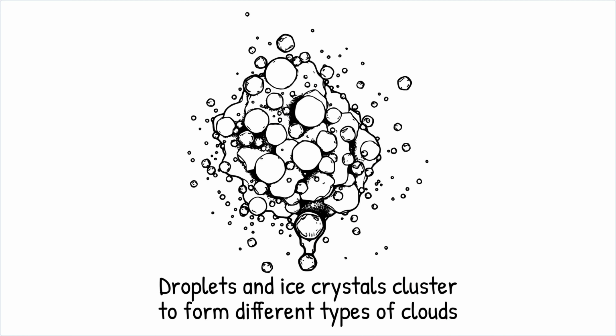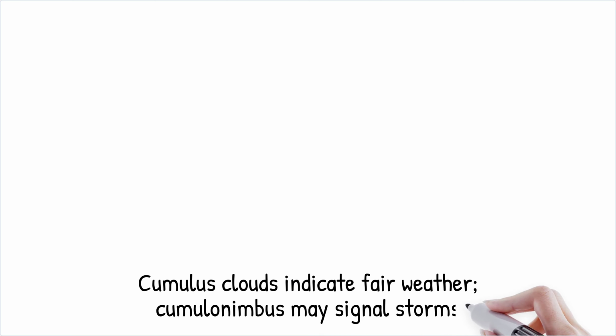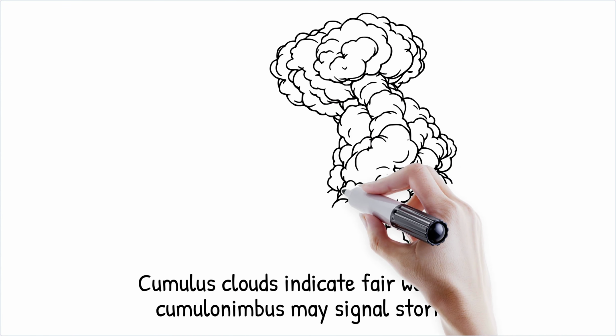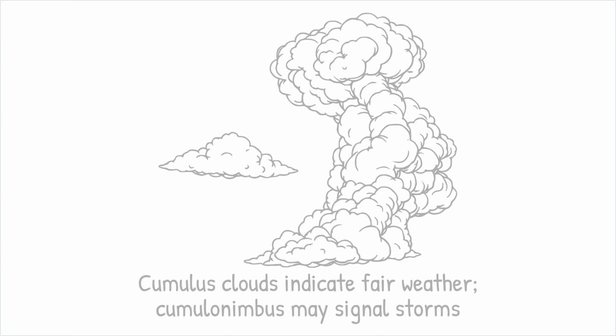There are various types of clouds, each formed under different atmospheric conditions. For instance, the fluffy, white cumulus clouds usually mean fair weather, while the towering cumulonimbus clouds might signal an impending storm. The shape and altitude of clouds can provide valuable information about the weather conditions.